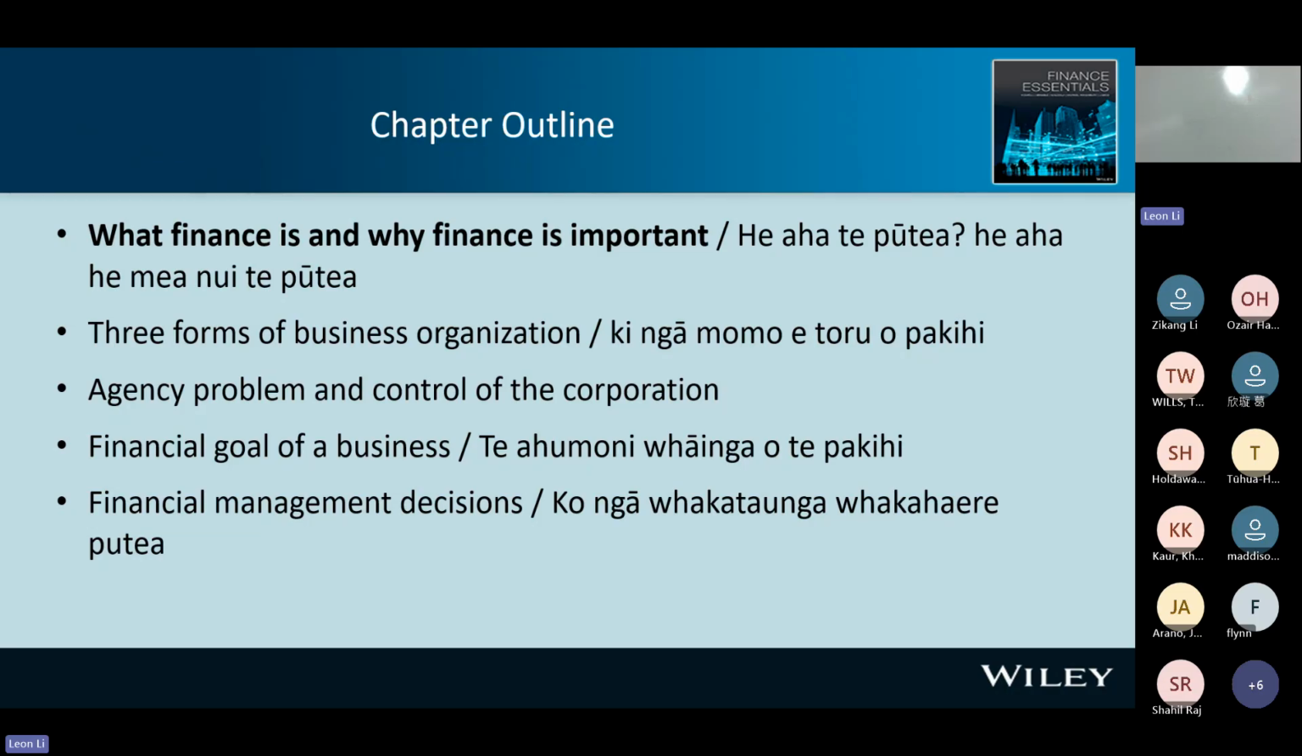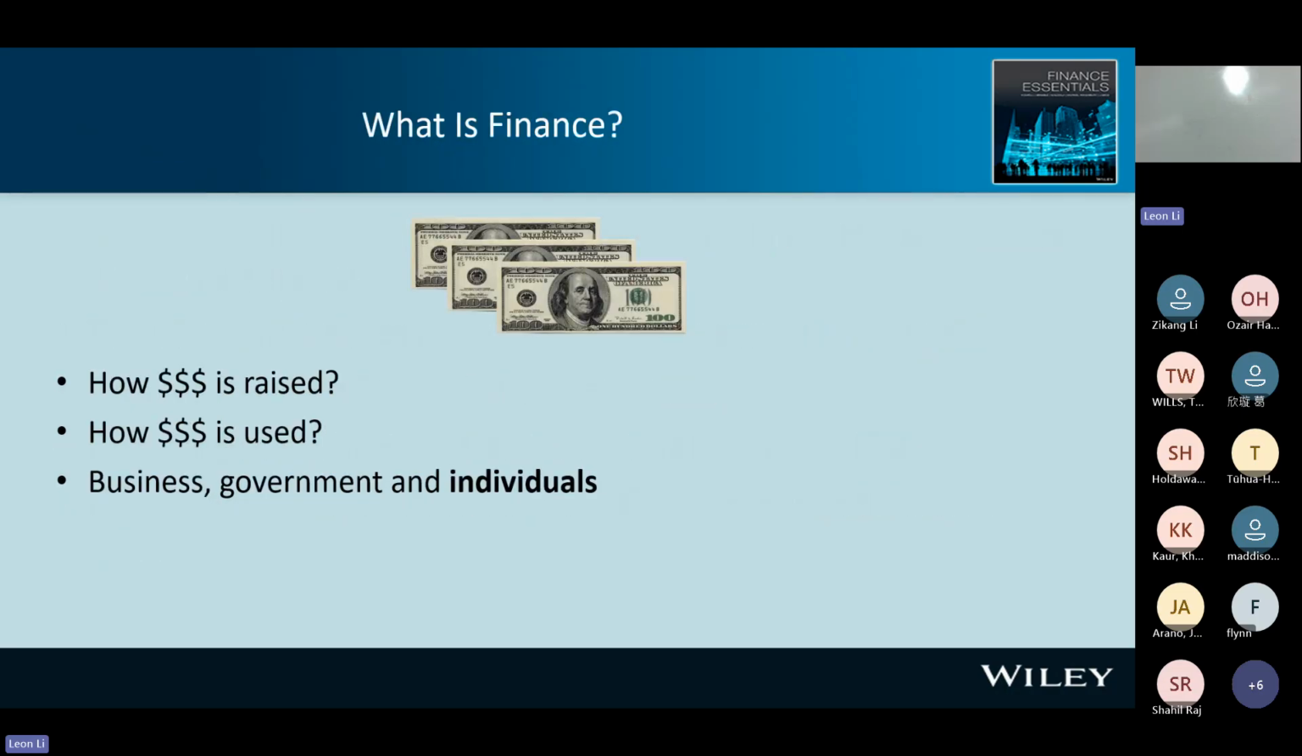So what is finance? Why is finance important? For me, finance is about money, in particular how the money is raised and how the money is used, by business, government, and individuals. And students, you will find finance is interesting and enjoyable because finance knowledge can be applied to your daily decisions, your life decisions every day.